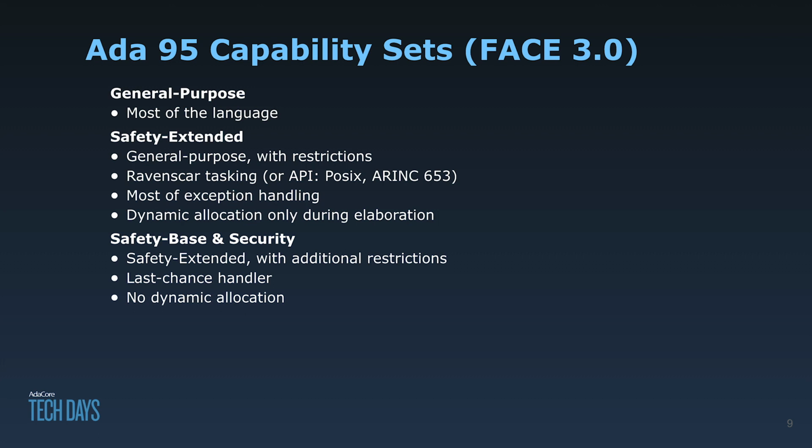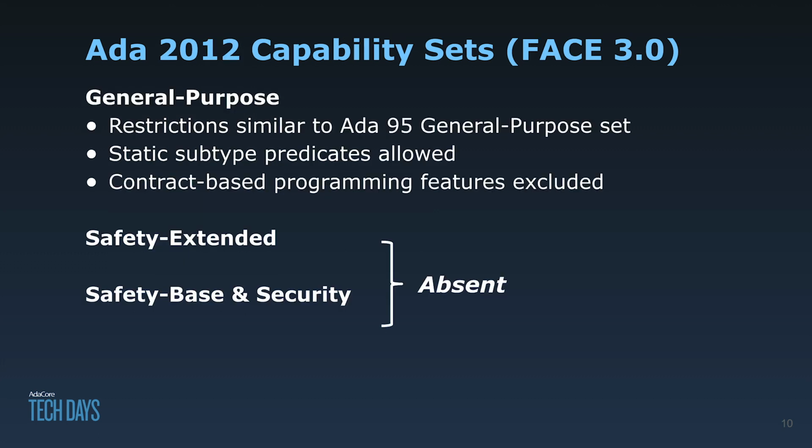Which then gets me to the Ada 2012 capability sets. This one's interesting. So what would you expect in the Ada 2012 general purpose capability set? Well, the most obvious feature is contracts. That was really the game changer in Ada 2012, right? That's what should be in there. It's excluded. Wow. Well, what's in there then? Well, we have static subtypes. Well, thank you very much.